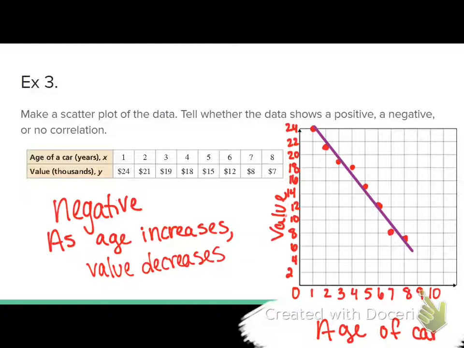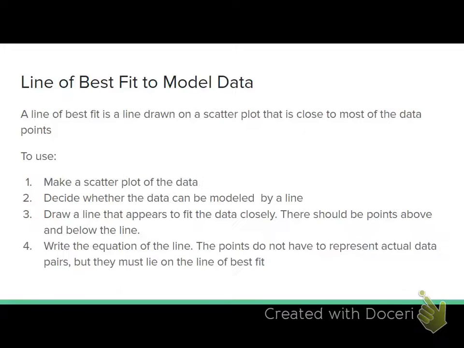Questions, concerns before we talk about line of best fit? All right. Line of best fit is something that you've been seeing me draw in throughout these notes on the scatter plots. I've been drawing some examples of those in when we were talking about correlation. It's drawn on a scatter plot. It's close to most of the data points.